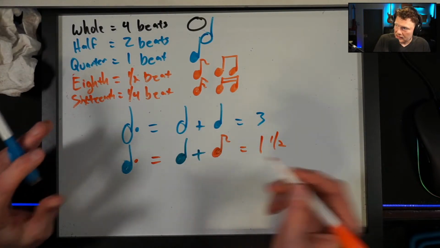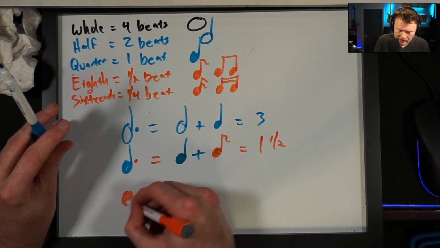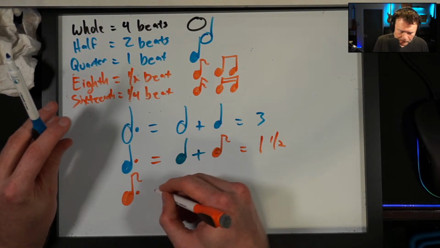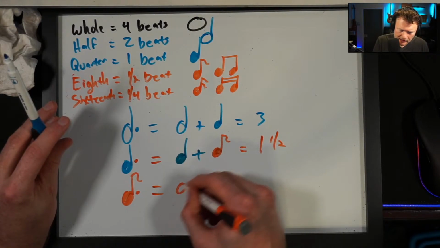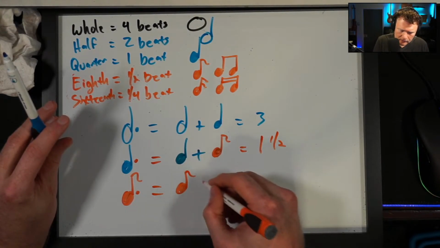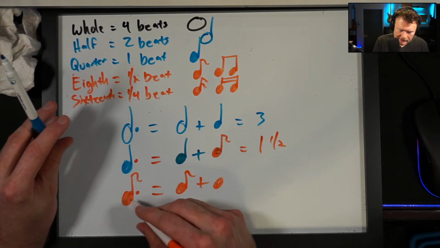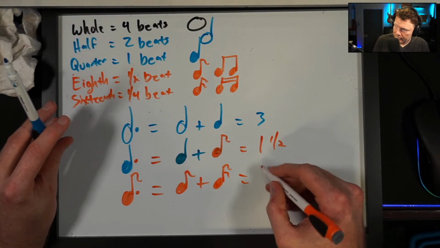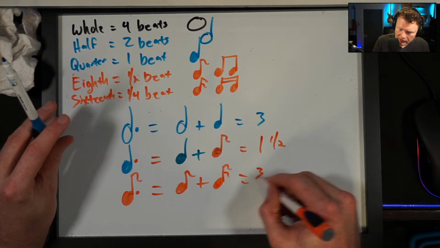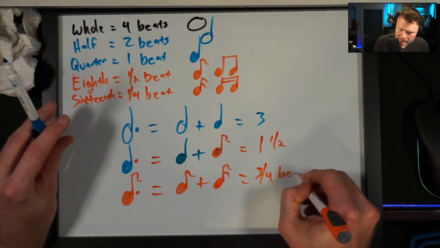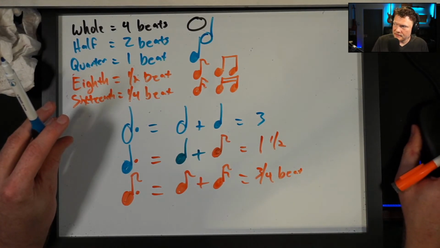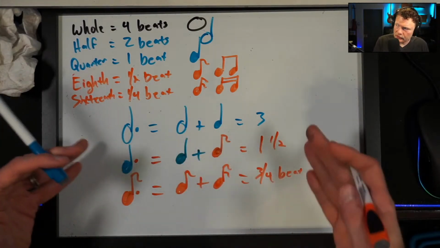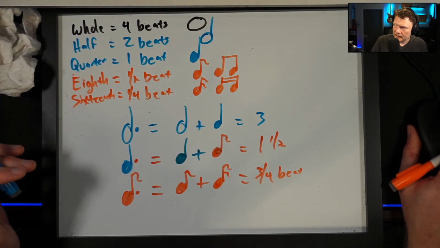Now down here, you kind of keep going, a dotted 8th note is going to be equal to an 8th note plus, what's half of an 8th note? A 16th note. So this is worth 3/4 beat. Okay. And it just keeps on going from there. Again, these are probably the most common ones you're going to see.